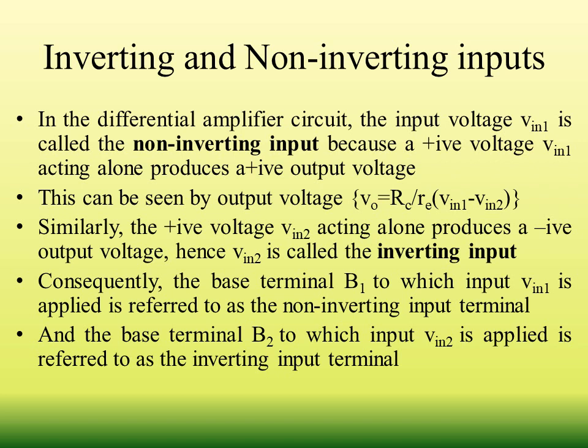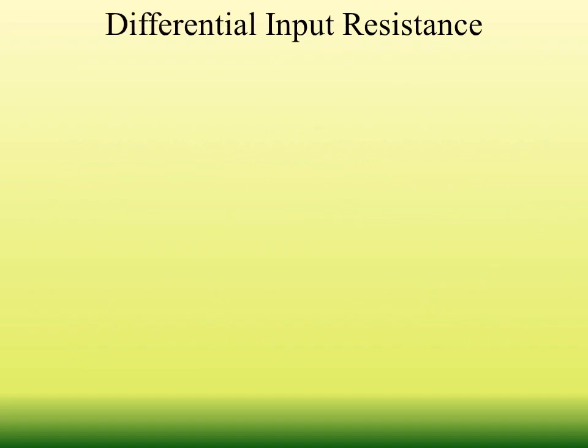But these two terminals can always be interchanged. Here we have considered the terminal collector C2 to be more positive with respect to C1. So these two inputs can always be interchanged. Now we'll calculate differential input resistance using the same AC equivalent circuit.